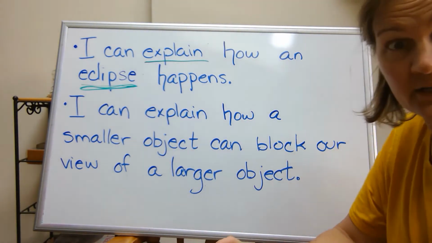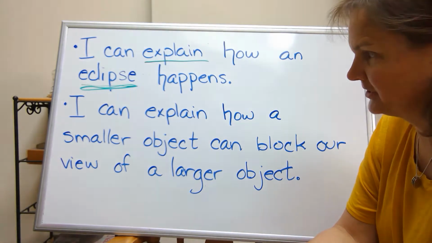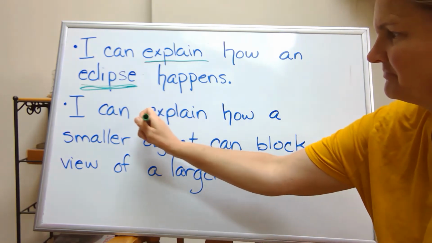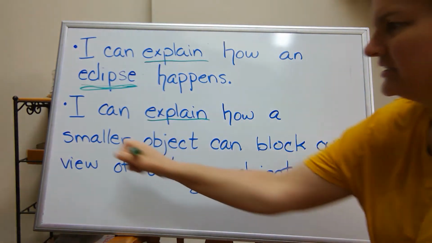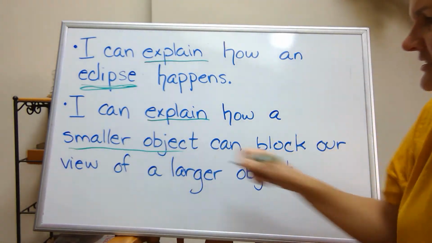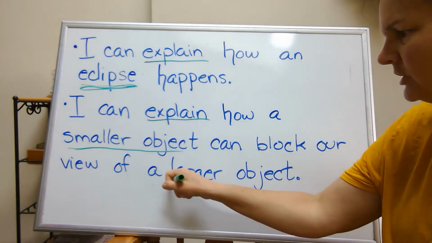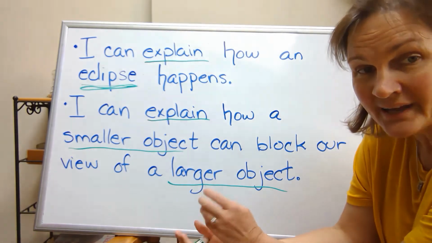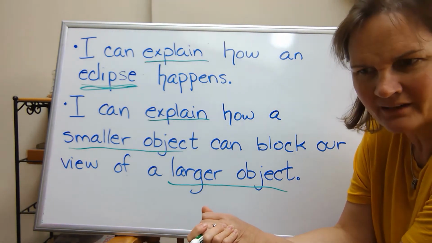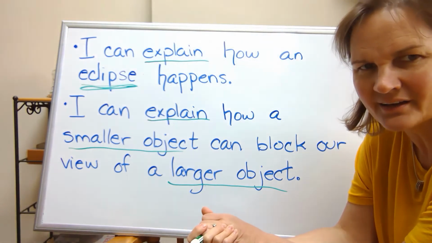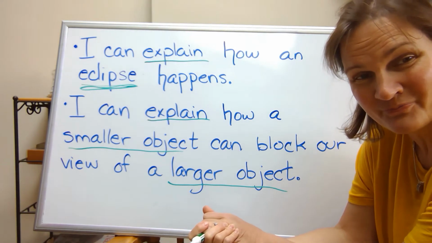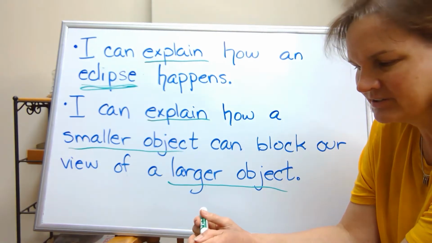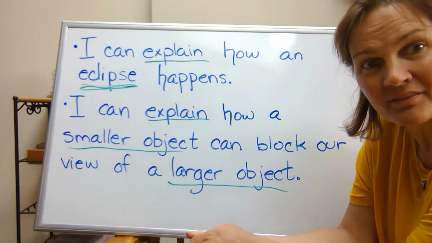So we're going to go over what an eclipse is in the PowerPoint. And really what I want you to explain is how a smaller object can block our view of a larger object. In this video, I'm also going to do an activity, and I want to see if you can replicate that activity at home. Okay, so let's start off with watching the PowerPoint.